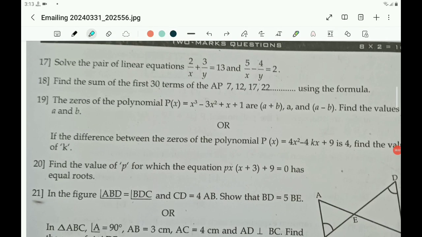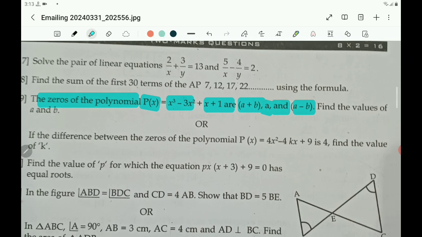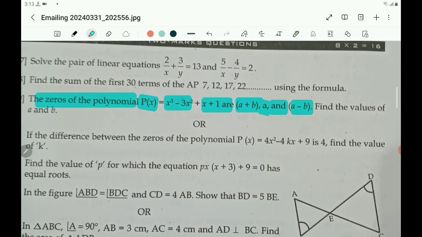Dear children, let us solve the 19th question of this question paper. The zeros of the polynomial p of x equals x cube minus 3x square plus x plus 1 are a plus b, a and a minus b. Find the values of a and b.